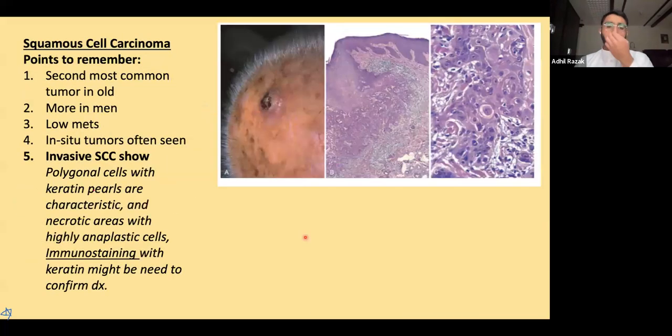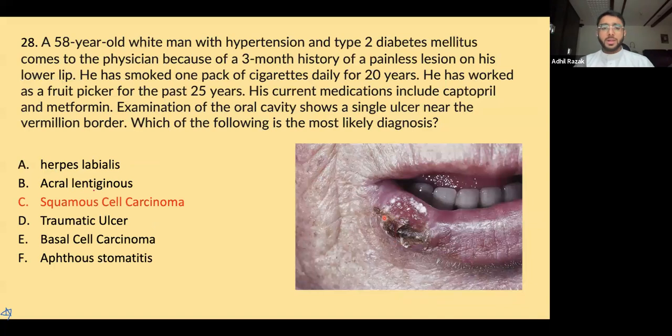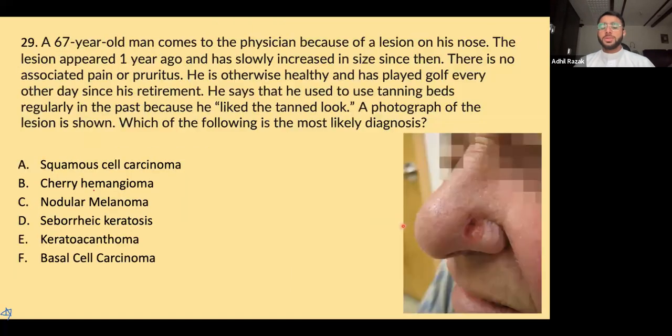Squamous cell carcinoma, if you remember the picture, it is ulcerated, it is bleeding, it is painless, but it happens near the lips. Near the lips, especially with a patient with a history of tobacco, it gives away squamous cell carcinoma. That's one way you can differentiate between them, and it looks a bit cleaner with well-defined edges. And a patient who has a history of tanning salons and whatnot, it is basal cell carcinoma.